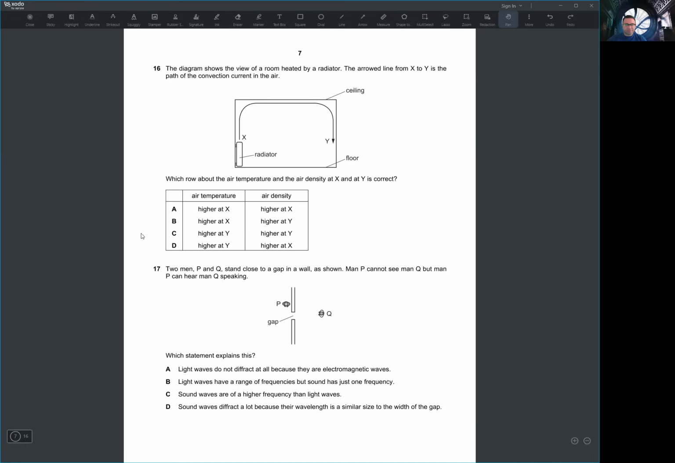Practice a lot. The diagram shows the view of a room heated by a radiator. The arrowed line from X to Y is the path of the convection current in the air. Which row about the air temperature and the air density at X and Y is correct?